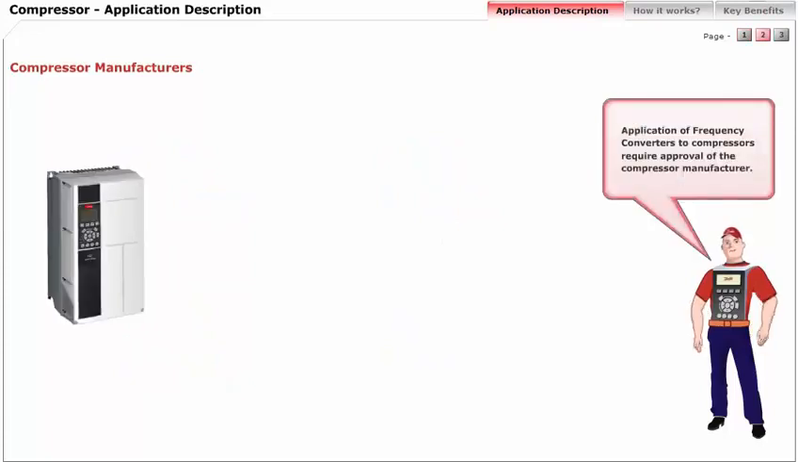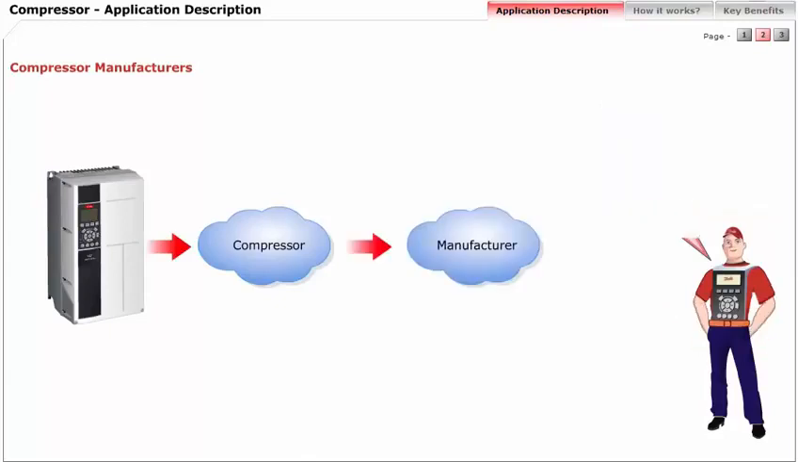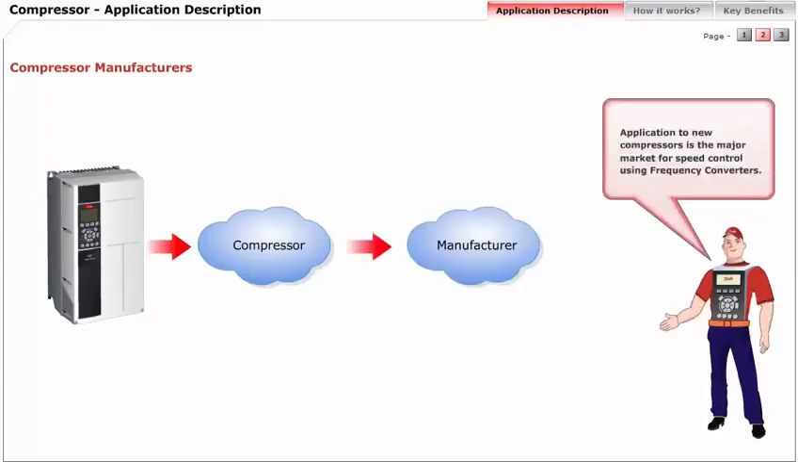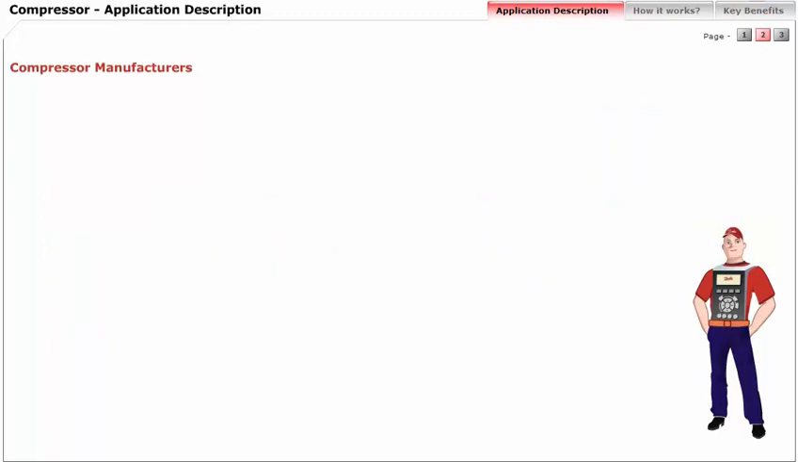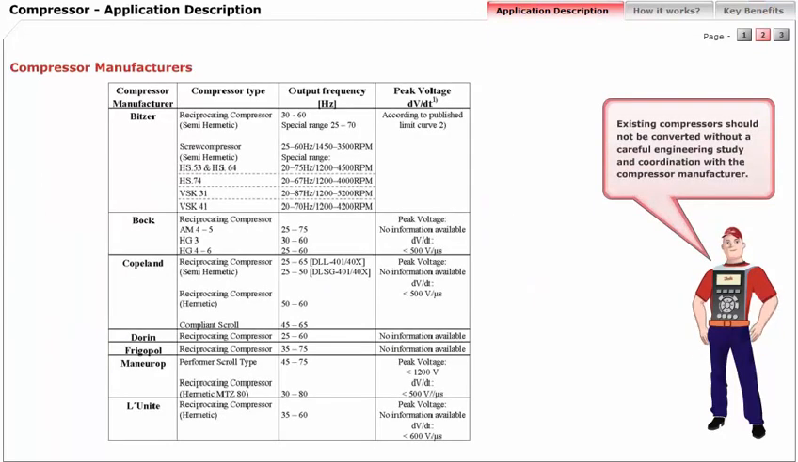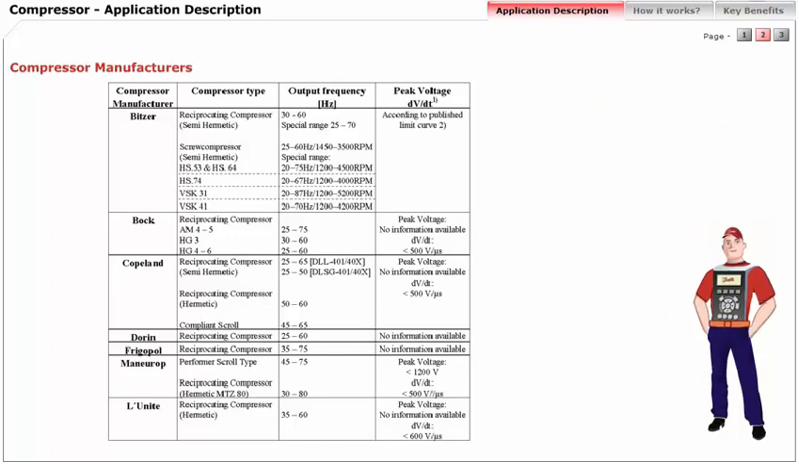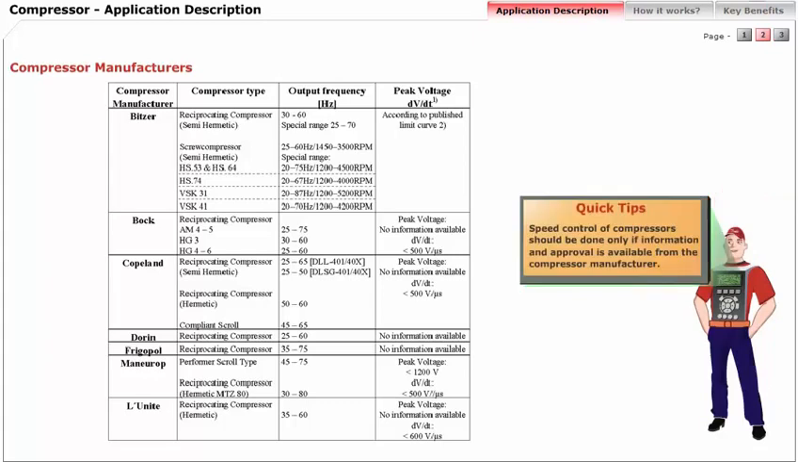Application of frequency converters to compressors requires approval of the compressor manufacturer. Application to new compressors is the major market for speed control using frequency converters. Existing compressors should not be converted without a careful engineering study and coordination with the compressor manufacturer. Speed control of compressors should be done only if information and approval is available from the compressor manufacturer.